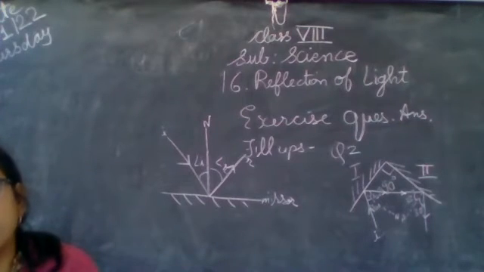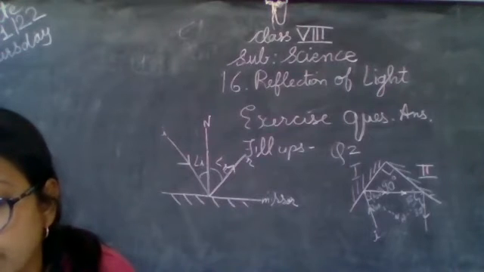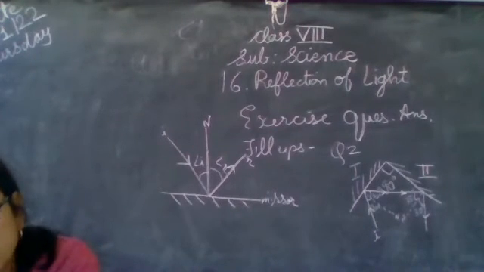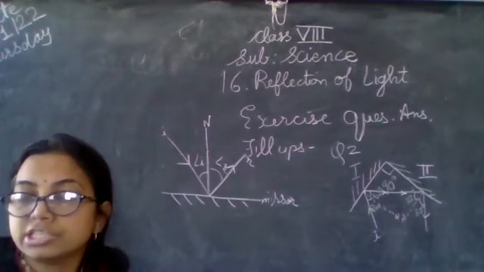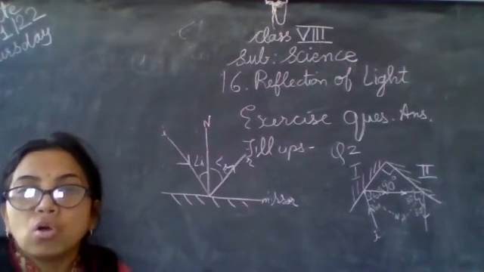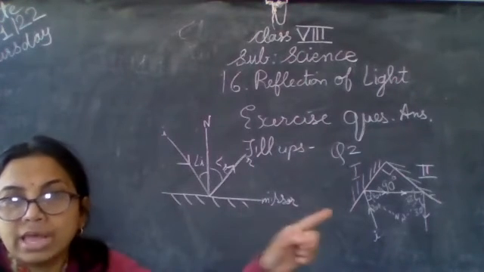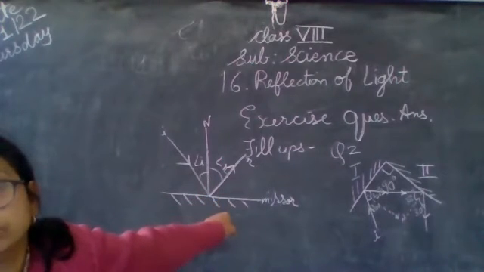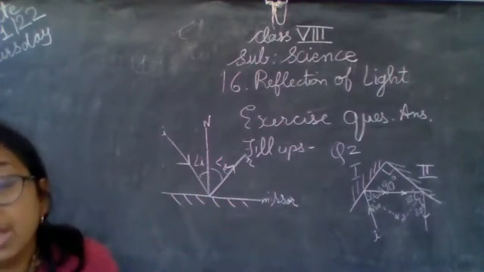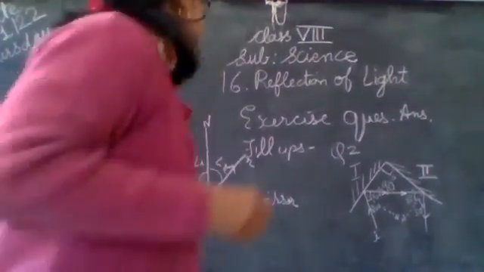Next, you have certain problems to be solved. In the first problem, if the angle between the plane mirror and the incident ray is 40 degrees, what are the angles of incidence and reflection? Now, the angle between the mirror and the incident ray is 40 degrees. So the angle of incidence, that is between the normal and the incident ray, will be 90 minus 40, isn't it? That's going to be 50. And if the angle of incidence is 50, the angle of reflection is also going to be 50.